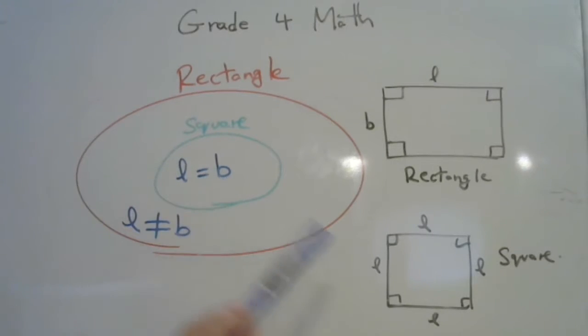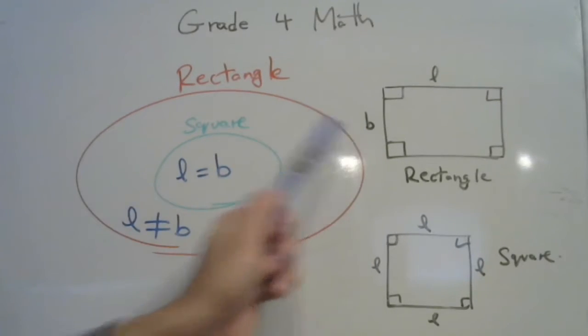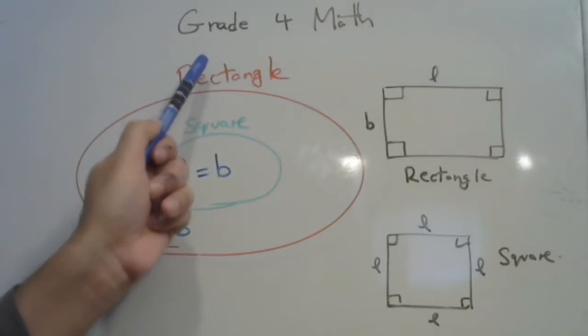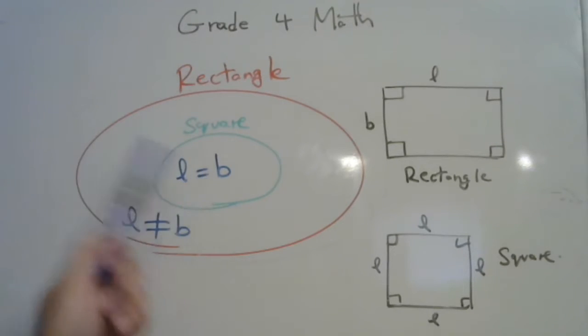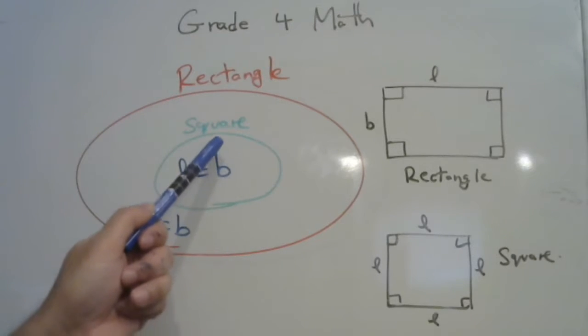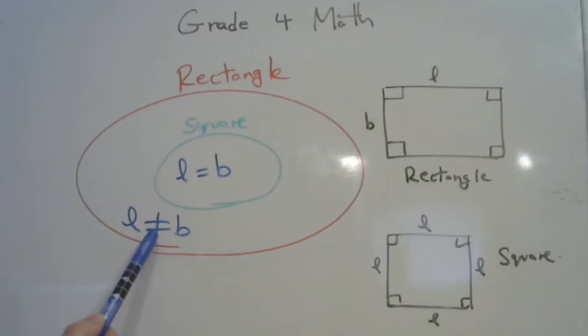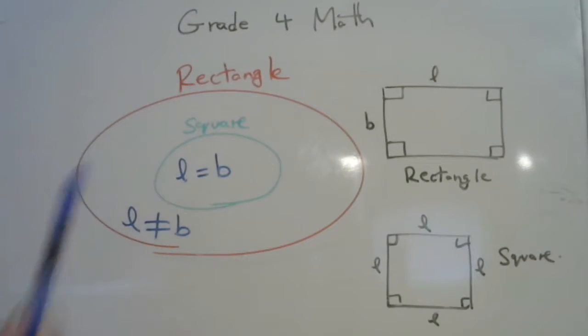L is equal to B. All the sides are equal. Whereas in a rectangle, L is not equal to B. So rectangle is everything that complements this. The square is the set here or the subset, and everything outside would be length is not equal to breadth, and they're all rectangles, but a square is a special rectangle where all the sides are equal.